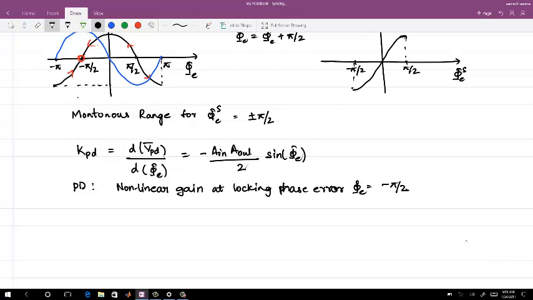And the second thing is that the monotonous range of this phase error detector is limited, which is minus pi by 2 to plus pi by 2. That I am writing with respect to phi es.